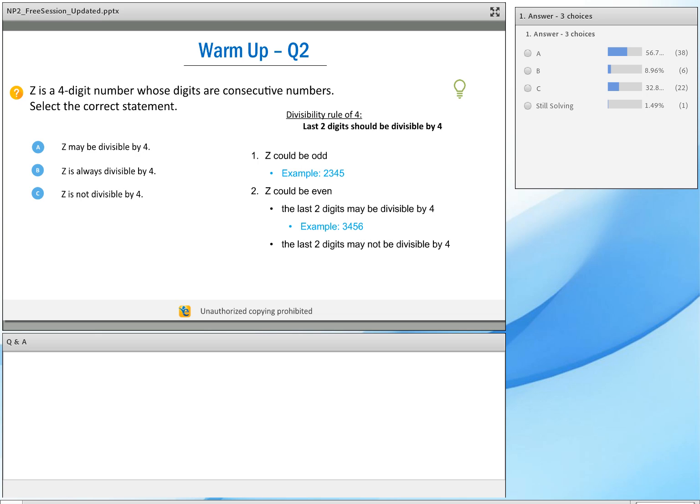Or the last two digits may not be divisible by 4. An example would be 1234. You see them as consecutive numbers. 34 is not divisible by 4. Hence, this number is not divisible by 4. So essentially, there is a possibility that z is divisible by 4. There's also a possibility that z may not be divisible by 4. Hence, the correct answer is choice A.